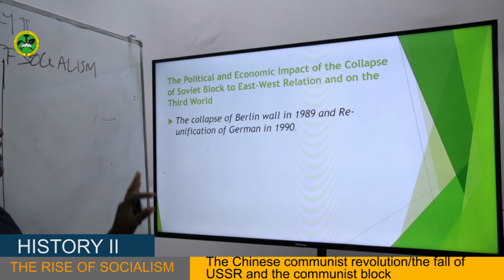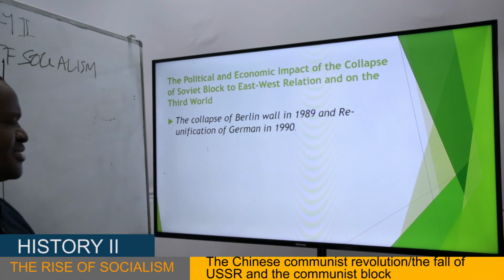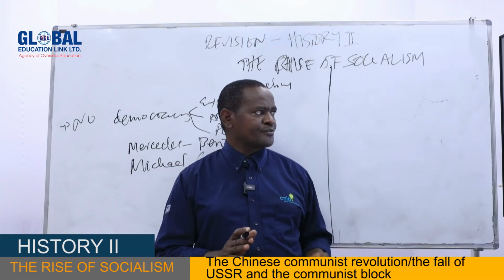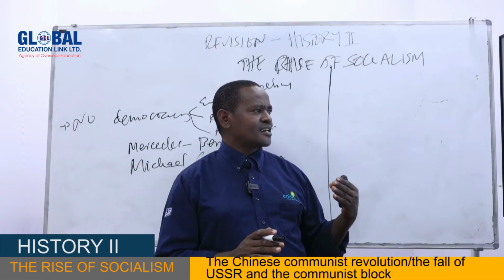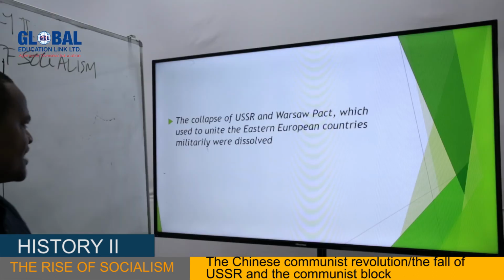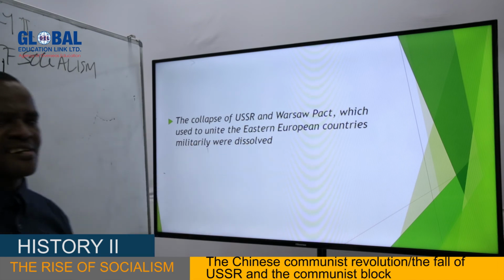Let's now look at the impact of the collapse of the Soviet Union and Soviet Bloc on the East-West conflict. The first was the collapse of the Berlin Wall in 1989 and the reunification of Germany. This, of course, has already been discussed in the topic of threat to world peace, in that subtopic of Cold War. Another thing is the collapse of USSR and the Warsaw Pact, which used to unite the Eastern European countries.